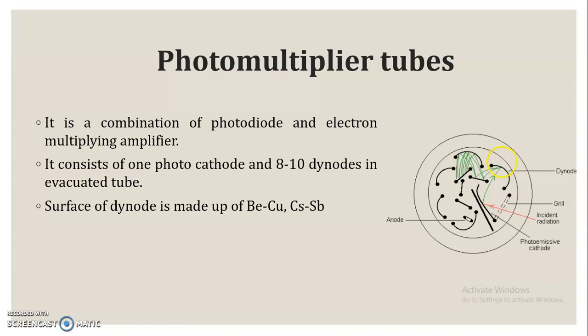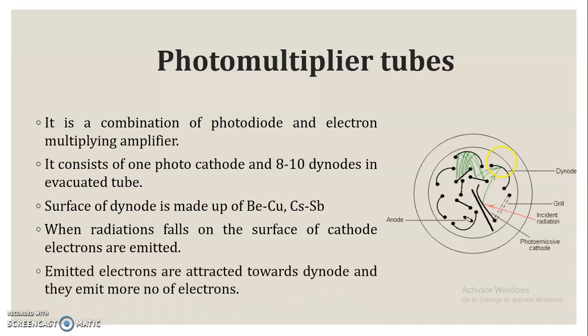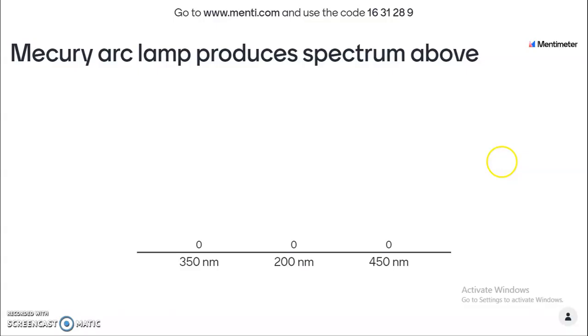The surface of the dynode is generally made up of metals like Be, Cu, Cs or Sb. When radiations fall on the surface of the cathode, electrons are emitted, and these emitted electrons are attracted towards the dynode and they emit more electrons. In this way amplification is carried out, and these are the most widely used detectors. So this is about the instrumentation used in fluorimetry.